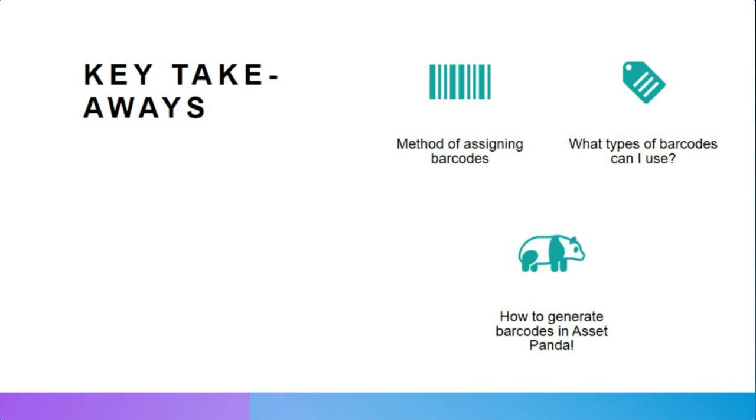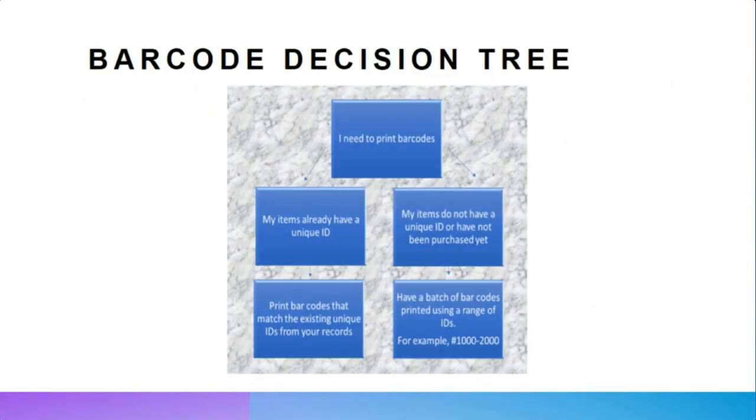The first thing that we'll cover is our barcode decision tree. And this, again, is available on the knowledge base too, but I'm going to walk you through it and just talk through. So obviously the first thing, I need to print barcodes. I need my items barcoded. I want to use the Asset Panda barcode. The Asset Panda mobile app does have a third-party barcode scanning technology built in that we leverage to avoid having to buy costly hardware. Just use your smart device, right?